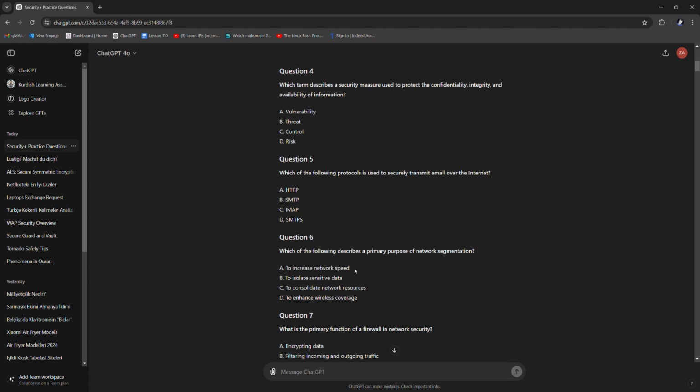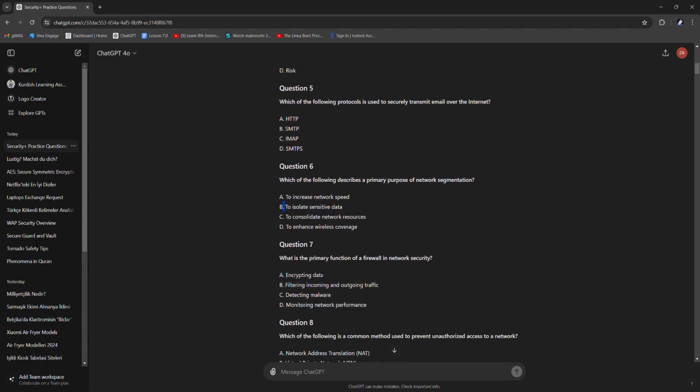Which of the following describes the primary purpose of network segmentation? To increase network speed, isolate sensitive data, consolidate network resources, or enhance wireless coverage. This is an easy question. It's B. The idea of segmentation is, in case of any cyber attack, to reduce the risk or the surface area so that they cannot jump from one server to another. There are also other ways, like physical segmentation called air gapping. So the answer is B.